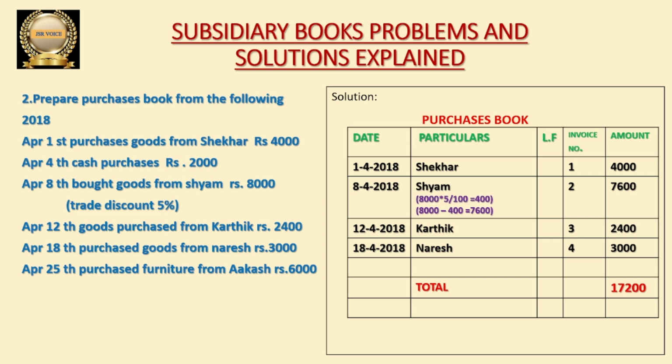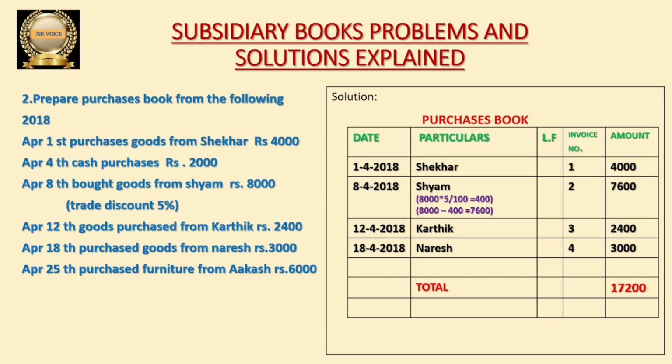Record it. So you can see here under purchase book, date column 12-4-2018, particulars column Karthik, name should be mentioned. Only name, don't write anything else, only name, Karthik. And next, invoice number 3, amount column 2,400.